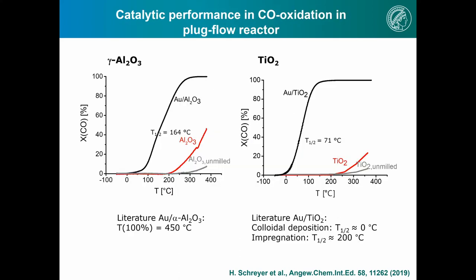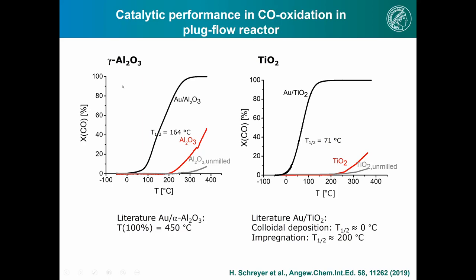The catalysts are at least as active as the ones you make by a typical impregnation procedure. This is the activation in a test reaction. You just want to see some activity in some reaction, nothing special. And you see gold on alumina has a decent curve. For the literature gold on alumina, the half conversion temperature is 164 centigrade. If you have incipient wetness impregnated gold on alumina, that's at 450 centigrade.